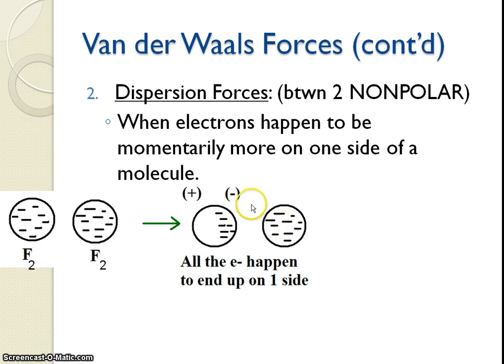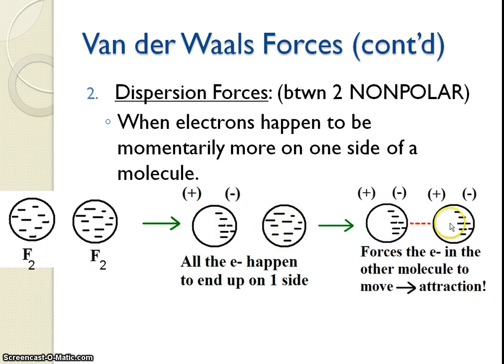So these electrons, since they don't like that slight negative charge with this lopsided electrons, they're going to move to the other side of their molecule. So all the electrons on the second molecule are also going to move away from this negative charge here. And now you have two molecules, both of which have a slight positive and negative charge because the electrons just happen to get lopsided. So now they're going to be slightly attracted to each other here.